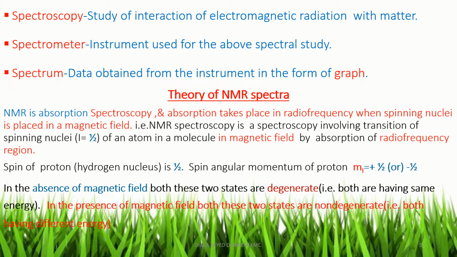But in the presence of a magnetic field, the degeneracy is lost. That is, one has lower energy and another has higher energy. mI equal to plus half: if that spin is aligned with the external magnetic field, then it has lower energy. The other one is minus half, opposite to the magnetic field, and it has higher energy. So in the presence of a magnetic field, we have two levels, the mI plus half level with lower energy, and the mI minus half level with higher energy.